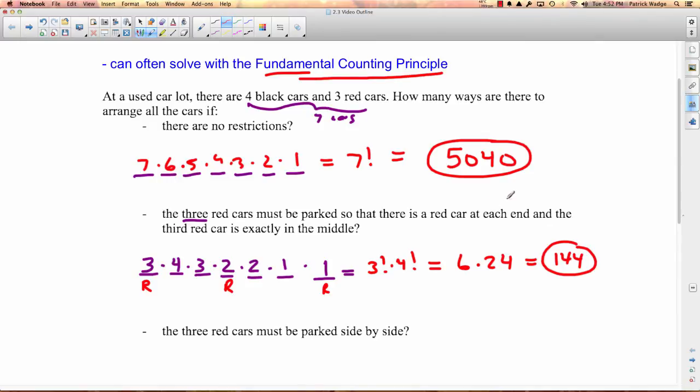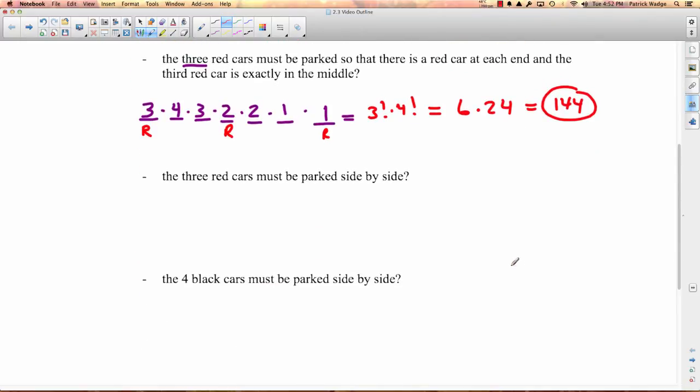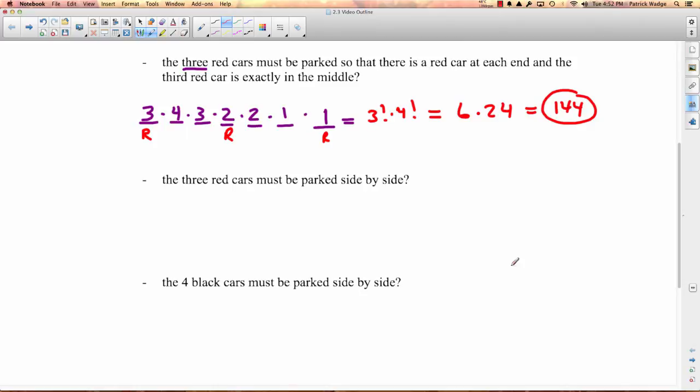Okay, here's another restriction. The 3 red cars must be parked side by side. This happens a lot in these questions where they're going to tell you that certain things must be beside each other. So a good strategy for doing this is to think of those 3 red cars that have to be side by side, temporarily as one element. So I'm going to make these lines I've been drawing a little bit bigger, because remember, what goes here are 3 red cars, right there. But I'm going to think of that as one element.